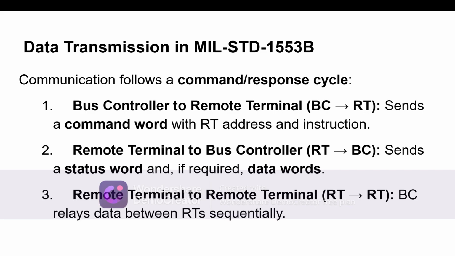2. Remote terminal to bus controller, RT to BC. Sends a status word and, if required, data words. 3. Remote terminal to remote terminal, RT to RT. BC relays data between RTs sequentially.